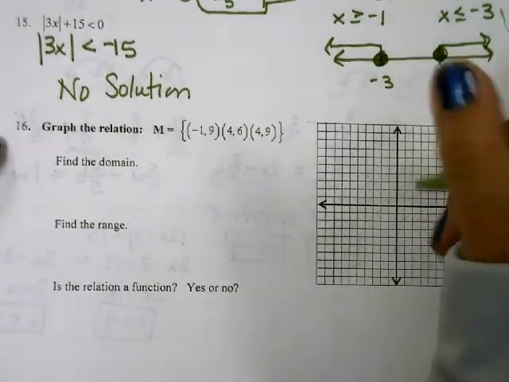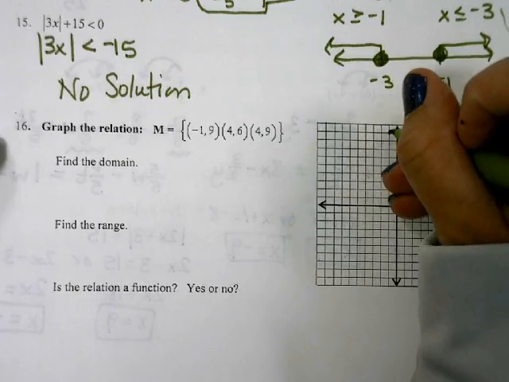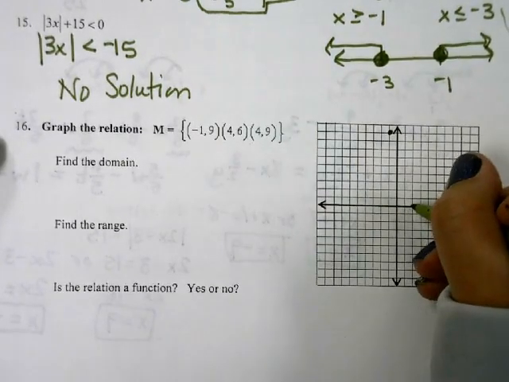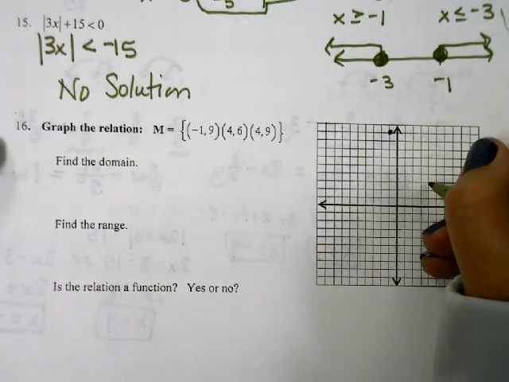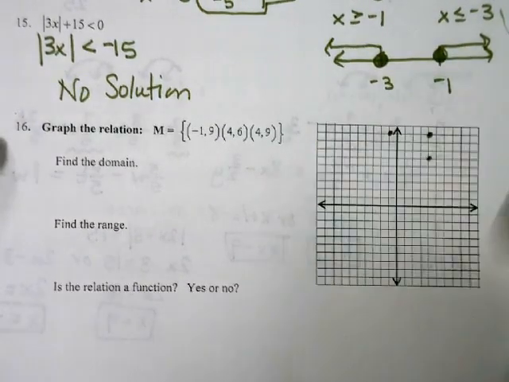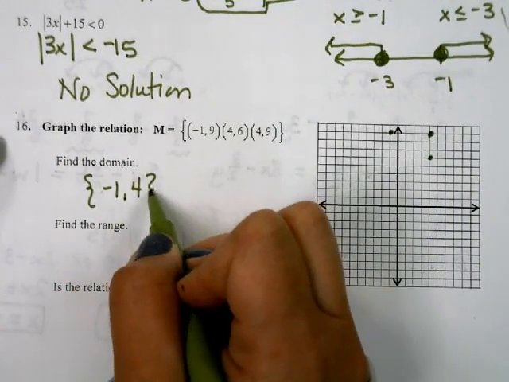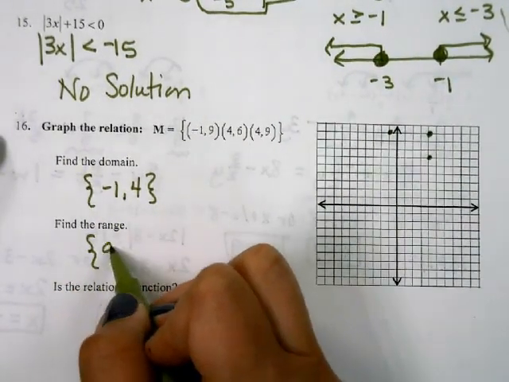Alright, 16. It says graph the relation. Negative 1, positive 9. 4, 6. And 4, 9. So, the domains are the x's, negative 1 and 4. The ranges are the y's, 9 and 6.